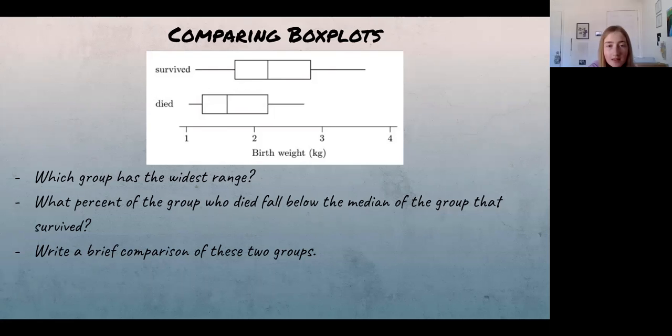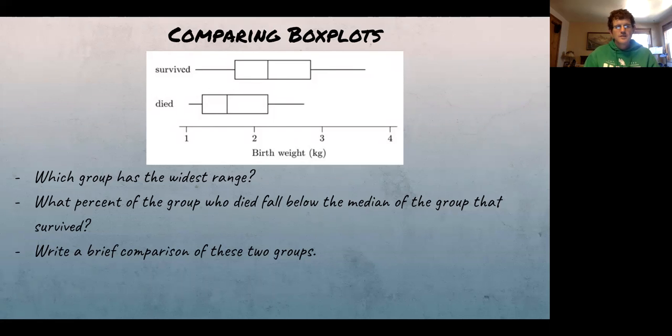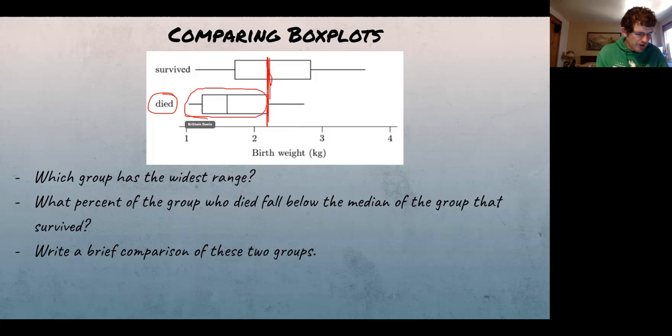Is it about like 75%? You got it. So it's a little bit weird to parse through the language on this, and maybe it takes you a second to wrap your head around what it is asking me to do exactly. But we're saying, what percent of the group who died falls below the median of the other group? So the median of this other group is right here. I'm just going to draw this line. So what percent falls right here? Well, this is 3 of our quadrants. That is about 75%.